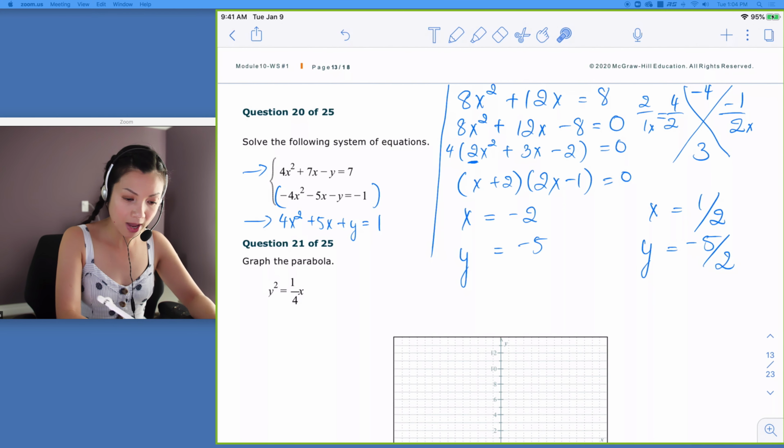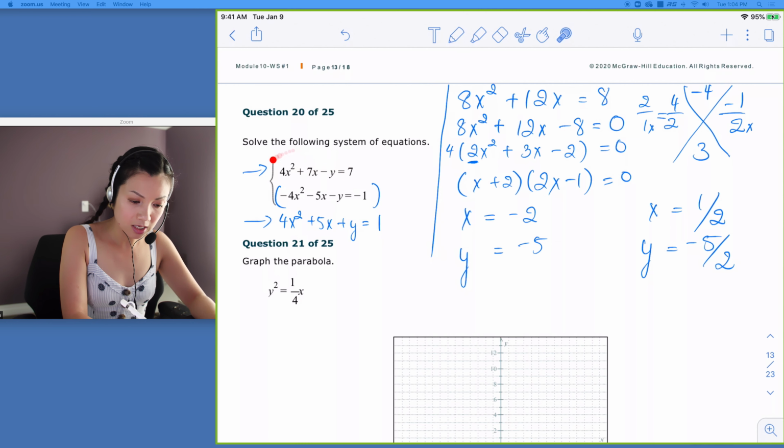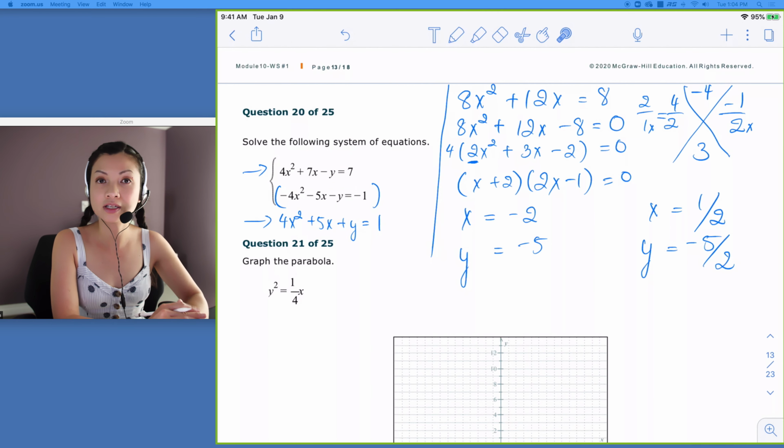So you can just go back and plug it in here or in here. Really doesn't matter.